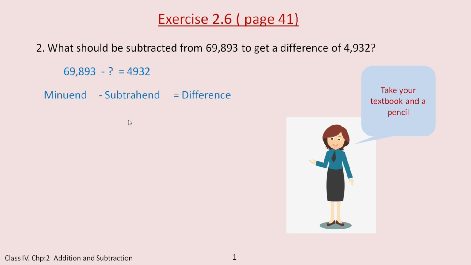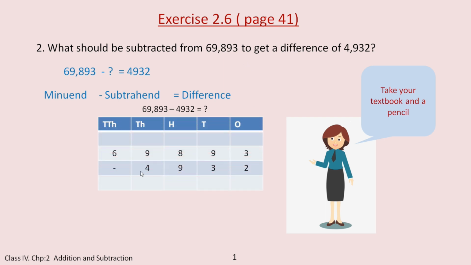So I can say that the question mark can be solved by subtracting 4,932 from 69,893. Okay, so we will do it by place value chart. Place the bigger number on the top, the smaller number on the bottom. Start with the extreme right. 3 minus 2 will give me 1. 9 minus 3 will give me 6.